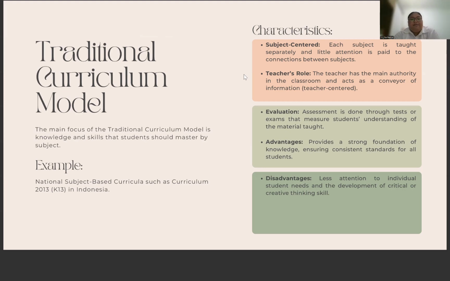The example of the traditional curriculum model is national subject-based curricula such as Curriculum 2013 or K13 in Indonesia. In this curriculum, students study subjects such as math, Bahasa Indonesia, science, and social studies separately, with the curriculum determined by the government. Teachers serve as the main source of knowledge, and assessment is done through written exam to ensure students master the material.